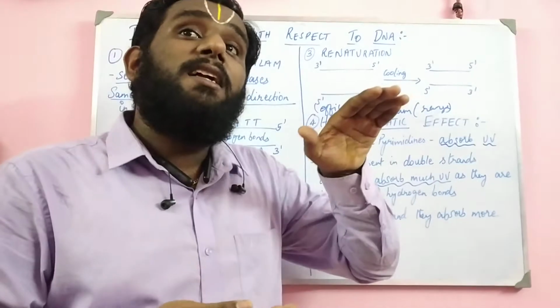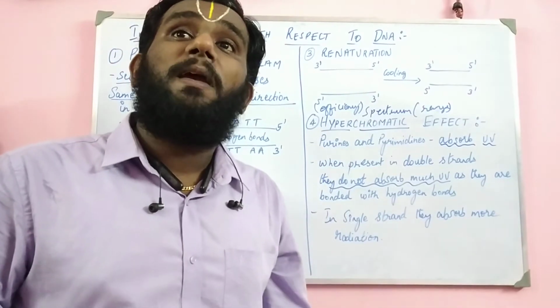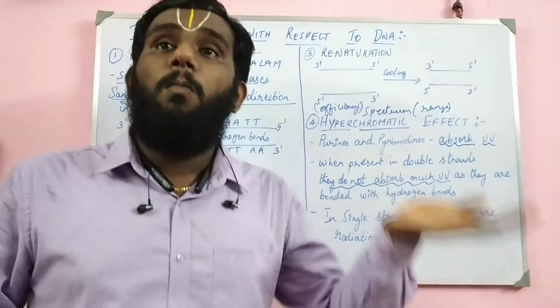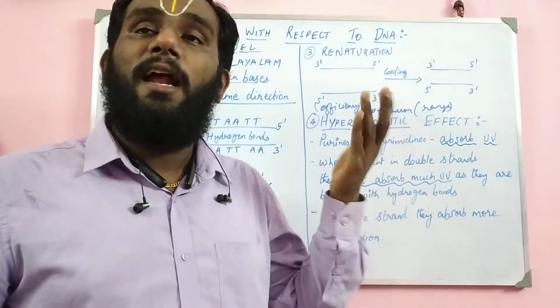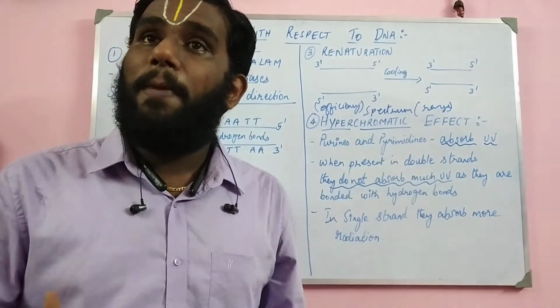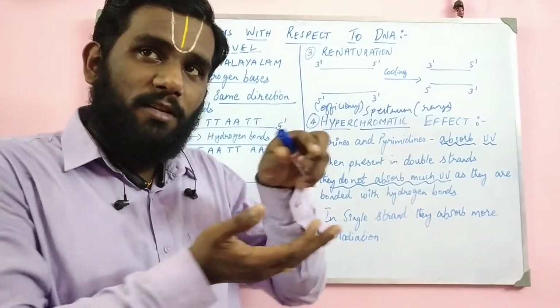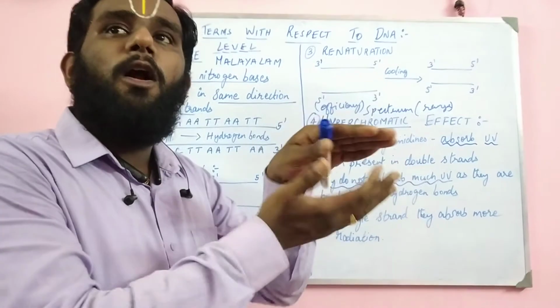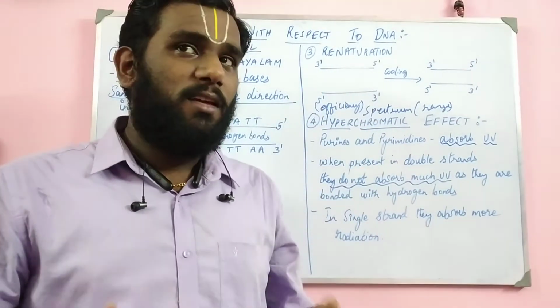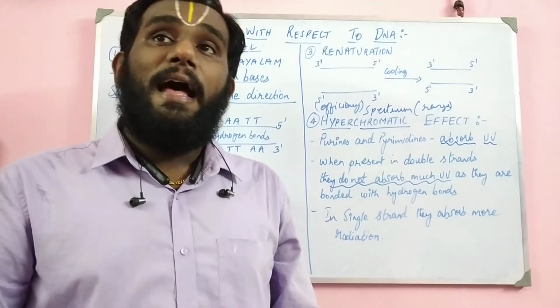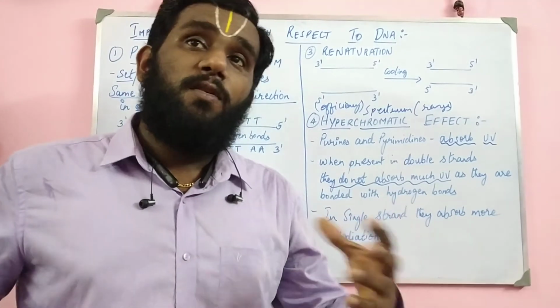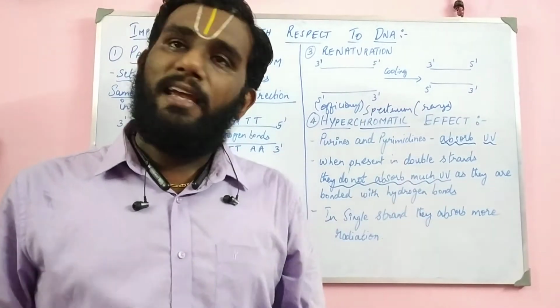But when they become single strand, the absorption is very high. They absorb a greater amount of the ultraviolet radiation when compared to them in double-stranded regions. What is the reason? Because in double-stranded DNA, they are completely bonded with the hydrogen bond. But in single-stranded DNA, the hydrogen bonds are not there. As a result, the efficiency of that absorption becomes much higher as well.